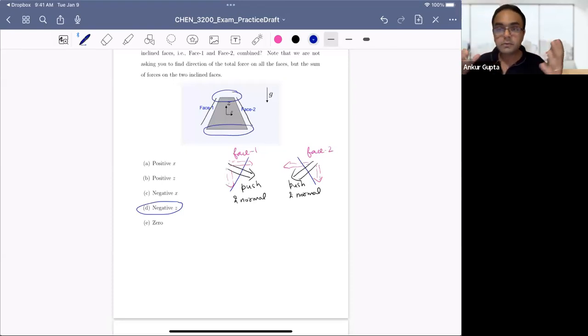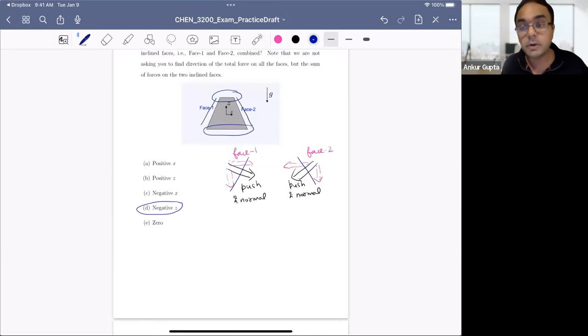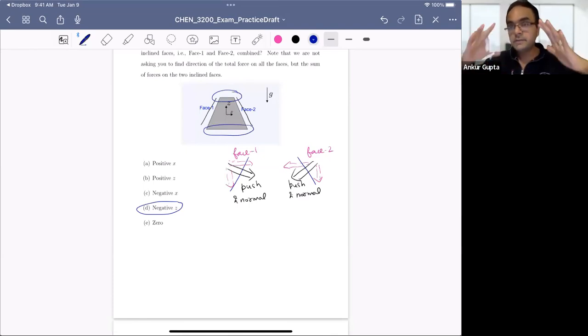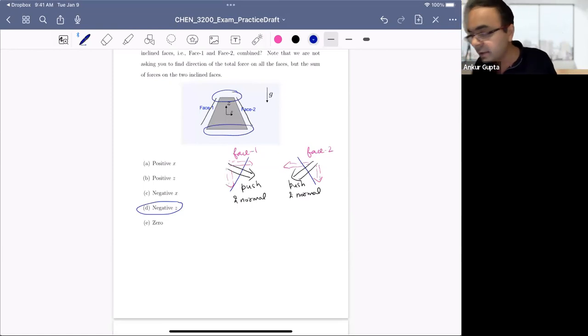So that's where I think most students might get confused and might end up selecting positive Z, but that's for the buoyancy force. Here we are only asking for part of what goes into buoyancy force, that is phase 1 and phase 2 on the inclined part. So the explanation could simply be: it's normal, the horizontal force cancels out, and the sketch is enough to explain the thinking.